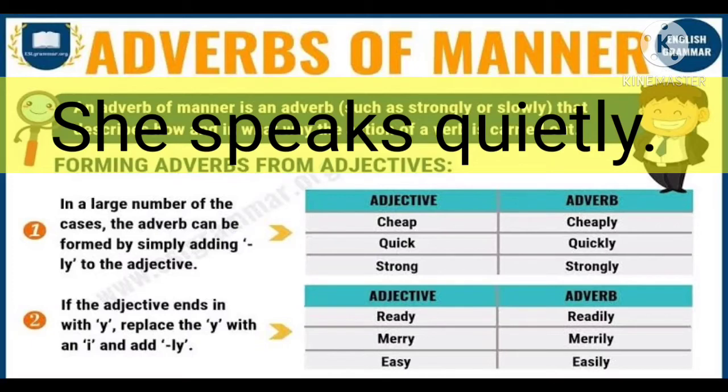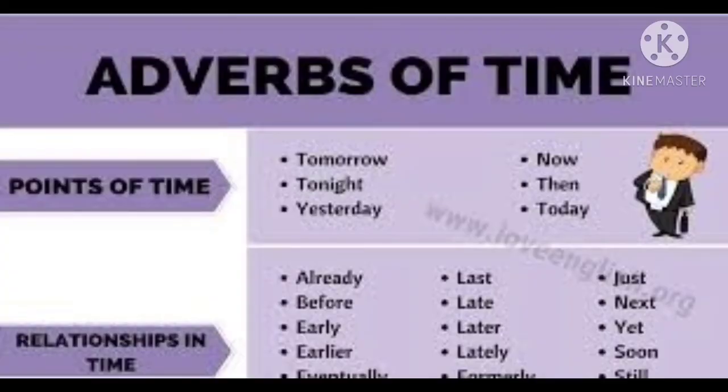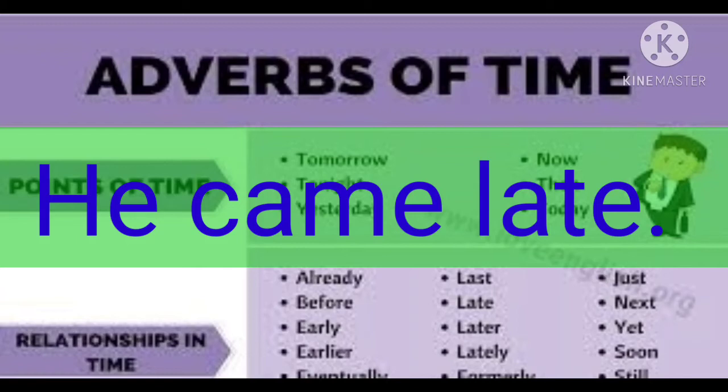Next, we are having adverbs of time. Adverbs of time answer the question when. That means they tell us when the action happened. For example, if I say he came late, just ask the question when. When did he come? He came late. So late is an adverb of time.